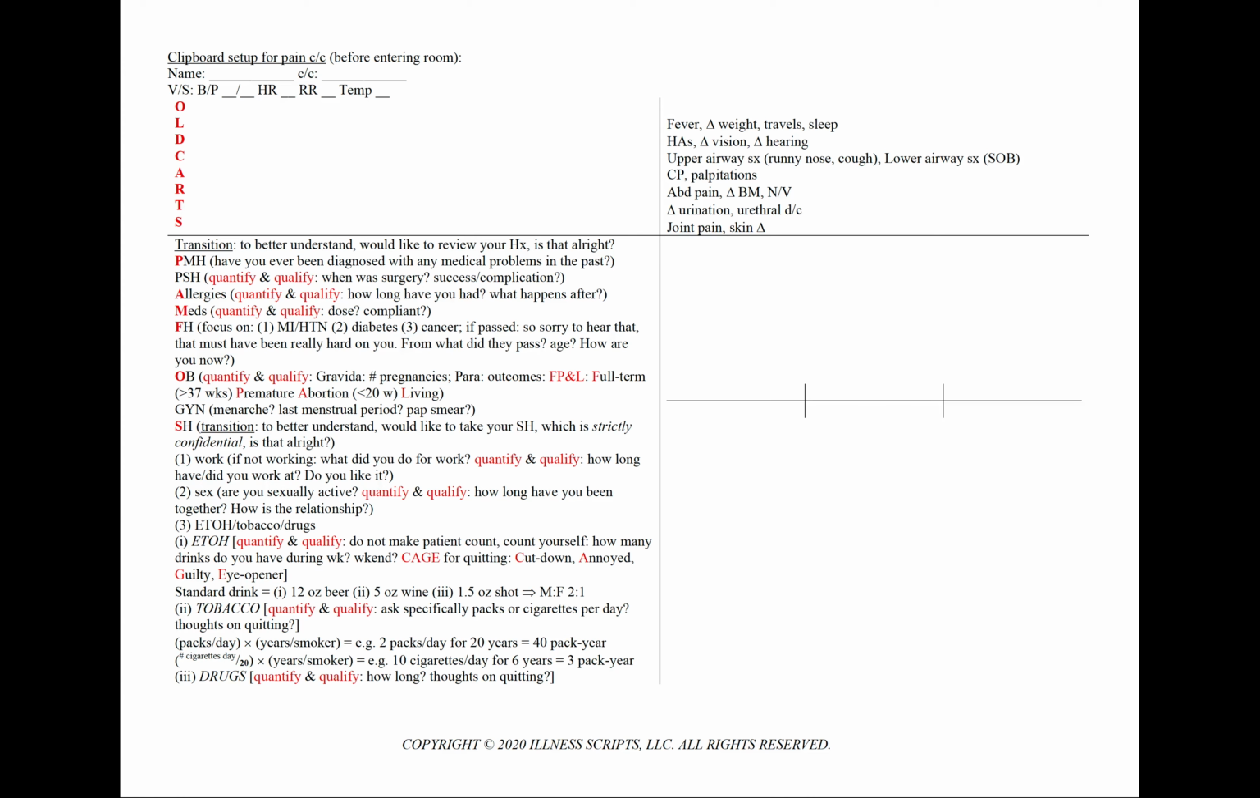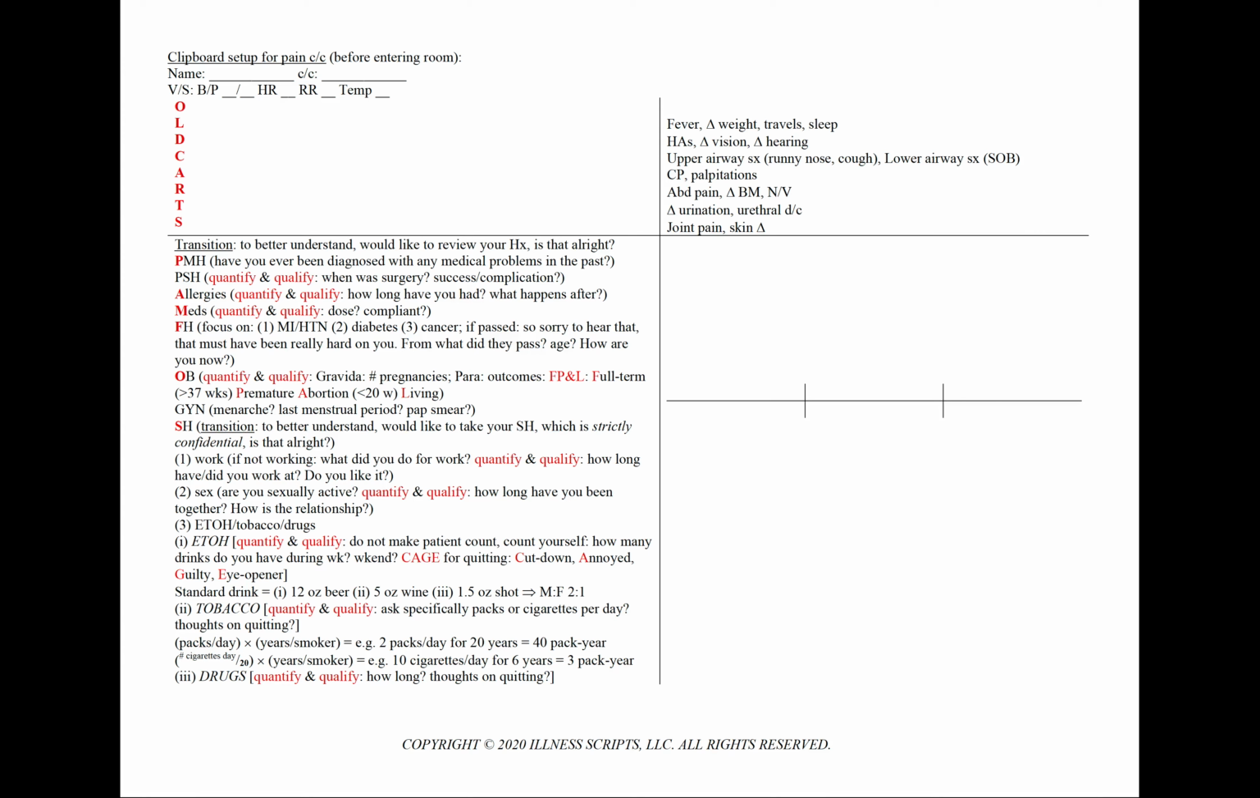For OB, we'll quantify with gravida, or the number of pregnancies, and we'll qualify with para, or the outcomes, and we'll use the mnemonic FPNL for full term, premature, abortion, and living. Along with the OB history goes the GYN history, and for our GYN history, we want to know the age at menarche, the last menstrual period, or LMP for our note, and the most recent pap smear.